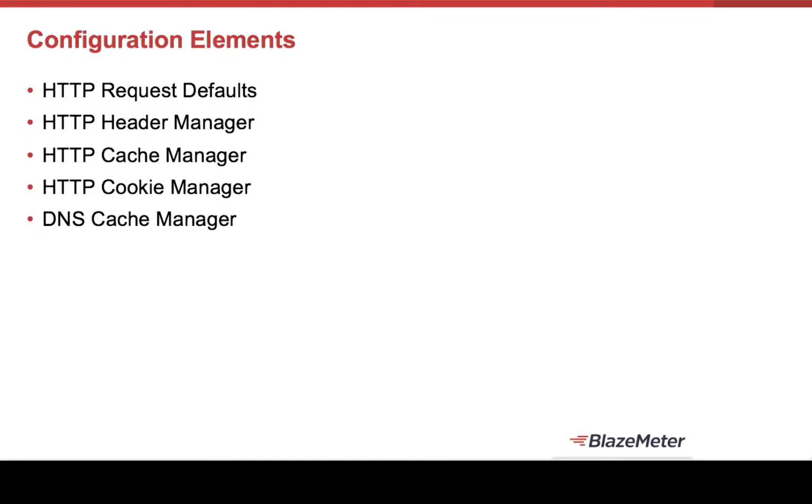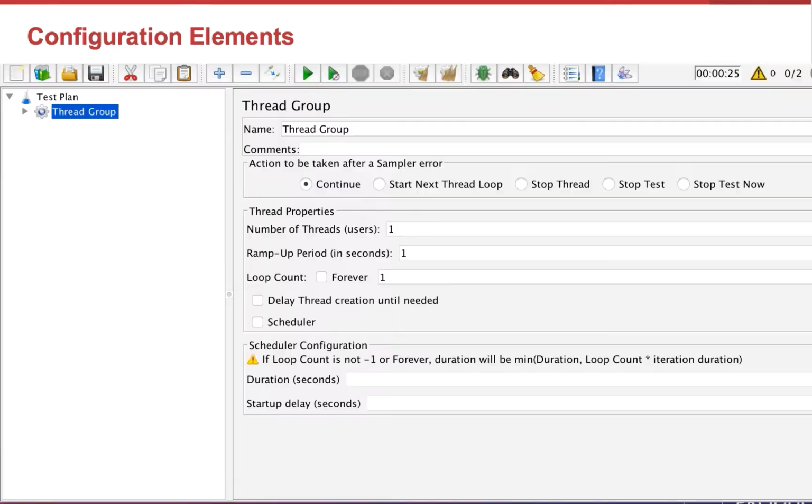In this video, we are going to cover the JMeter basic configuration elements. We will go over the HTTP request defaults, HTTP header manager, HTTP cache manager, HTTP cookie manager, and finally the DNS cache manager.